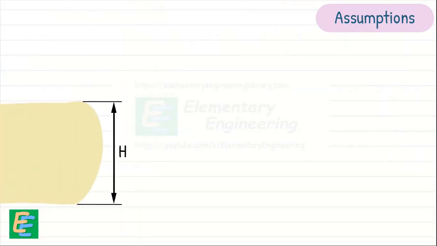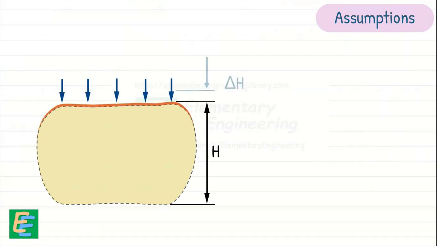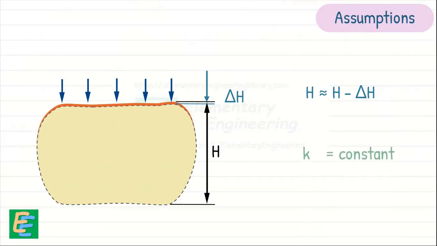Then we assumed that the change in the thickness of the soil layer due to the applied load increment is negligible, and it was not considered. Additionally, permeability and the coefficient of volume compressibility are considered as constant, while their values change with the load increment.